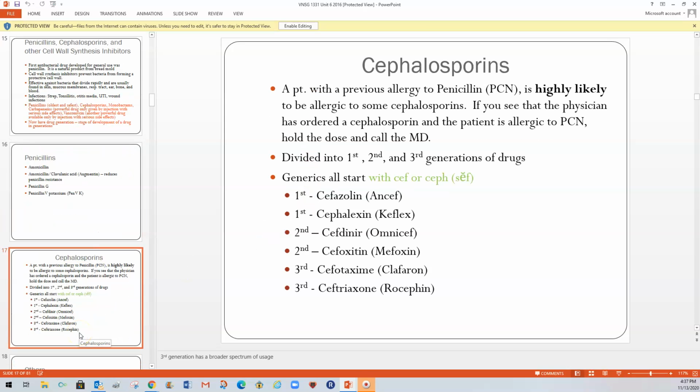So with cephalosporins, if a person has a previous allergy to penicillin, he's highly likely to be allergic to cephalosporins, because remember, that's from the same category. That's from these cell wall synthesis inhibitors. So you would need to monitor and notify the doctor. And this is what I was talking about, first, second, and third generation of drugs. And all of the generics of the cephalosporin start with CEF or CEPH, as you see here.